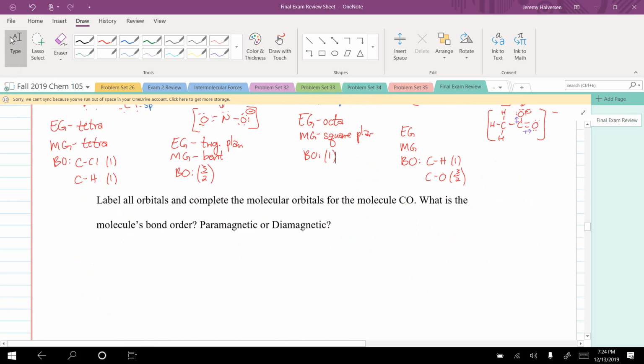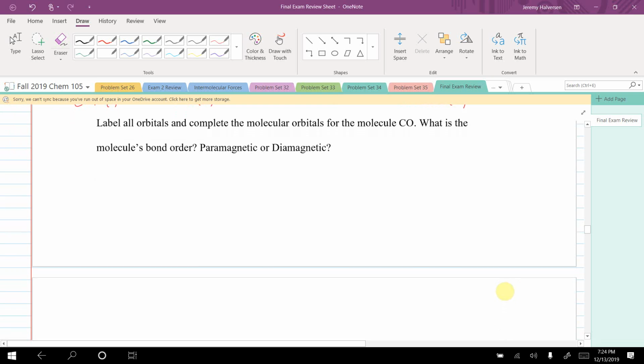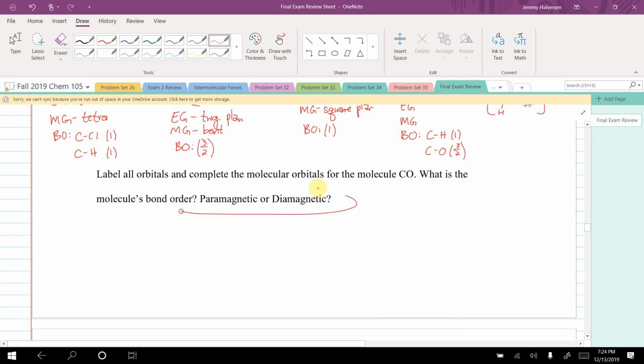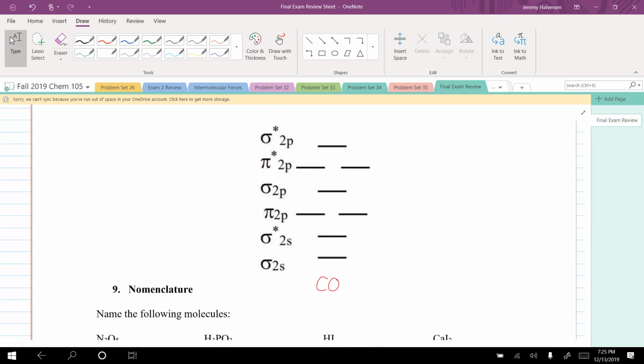All right. Label all orbitals and complete the molecular orbitals for CO. I already labeled them, so now you don't have to. Let's do this for CO and tell me paramagnetic or diamagnetic and what's the bond order. Hopefully not, but you'll see a question on the practice test where it's not labeled. You have to be able to answer it still.